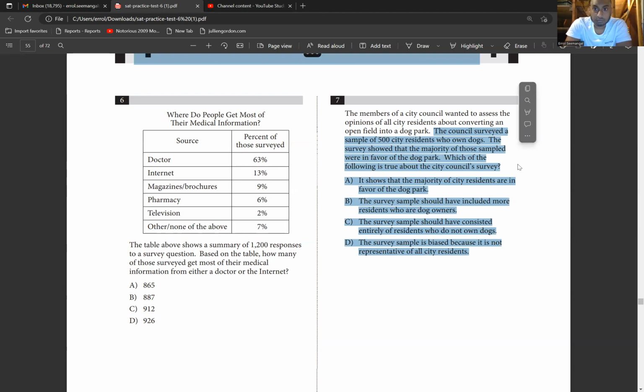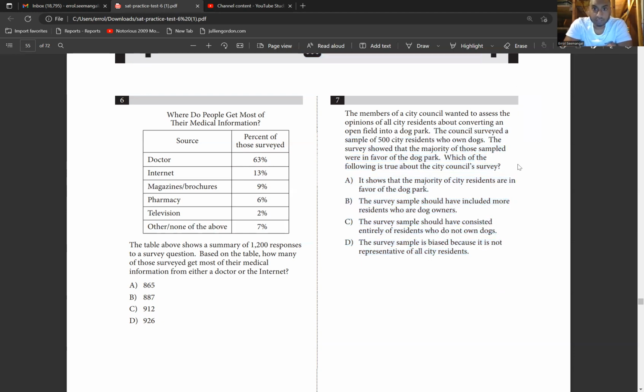The council surveyed a sample of 500 city residents who own dogs. The survey showed that the majority of those sampled were in favor of the dog park.